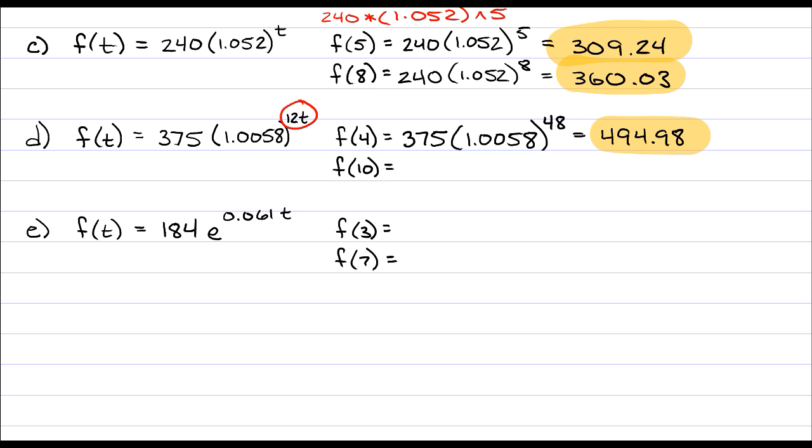If you didn't get that, check over your steps, try to figure out where your mistake was. If you can't figure it out, then let me know and then we can work through it. But okay, if I plug in 10 now, calculate f of 10, this is going to give me 375 times 1.0058, but now my exponent is 12 times 10, which is 120. And that's going to give me 750.63.